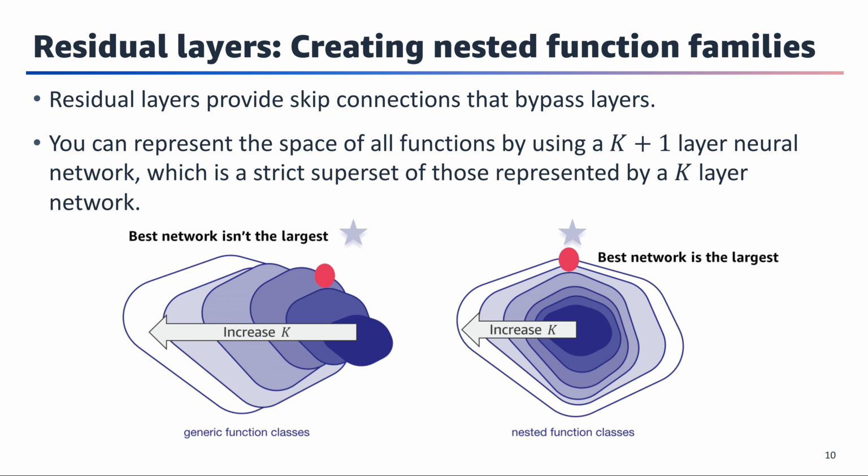The figure on the right side represents a network that uses skip or residual connections. When a layer is added, all the functions of the previous network architecture are contained in the new region. Therefore, increasing the number of layers results in a better performing model. For non-nested function classes, a function class that is larger, by area, doesn't guarantee that the function will get closer to the truth function, f*. This doesn't happen in nested function classes.